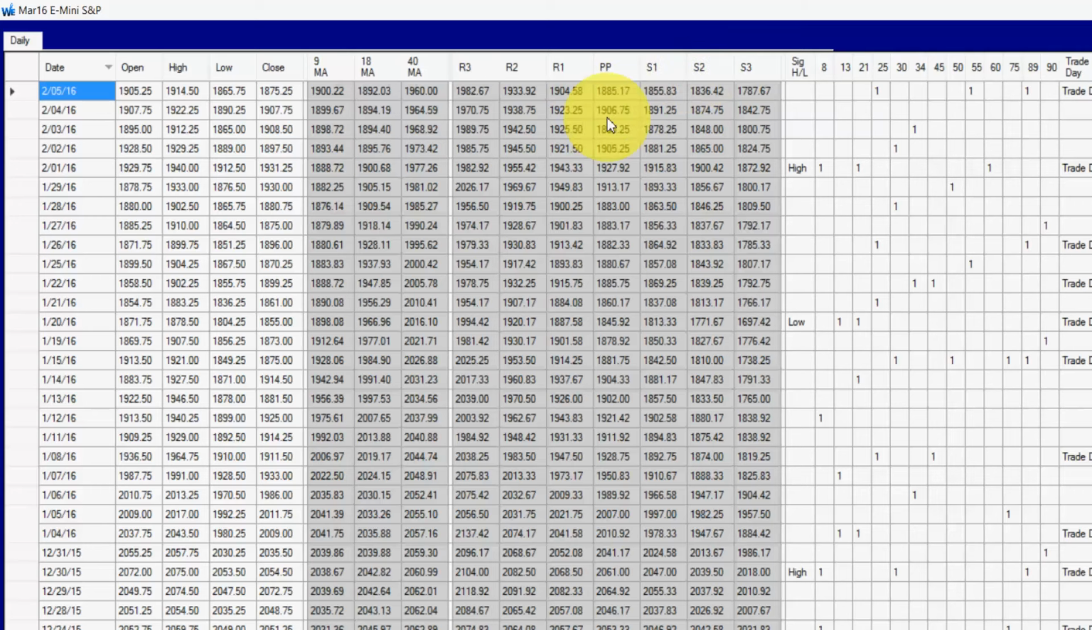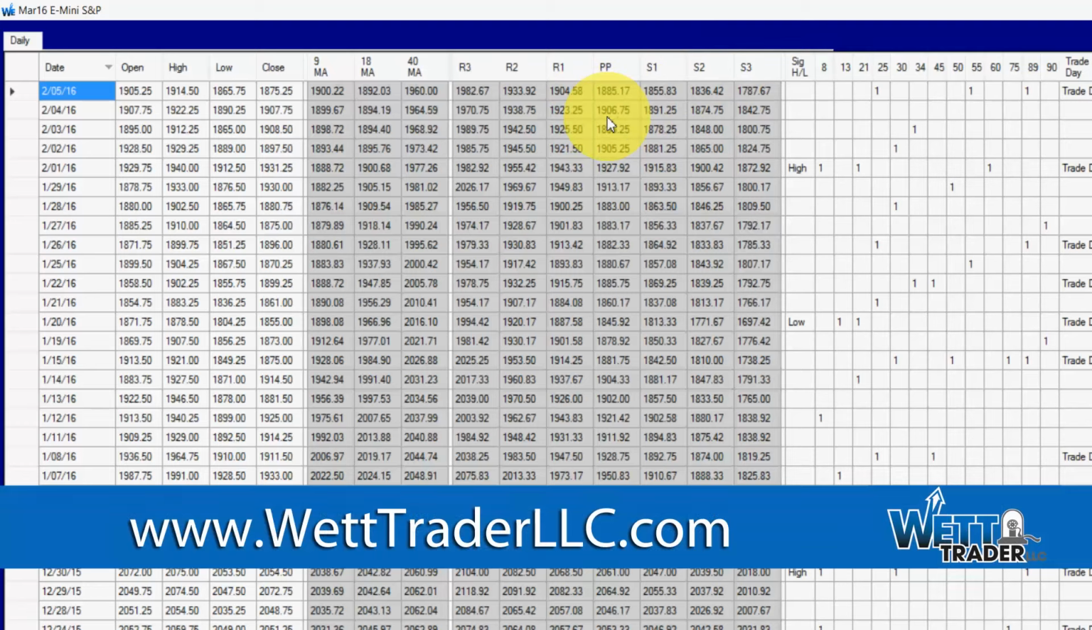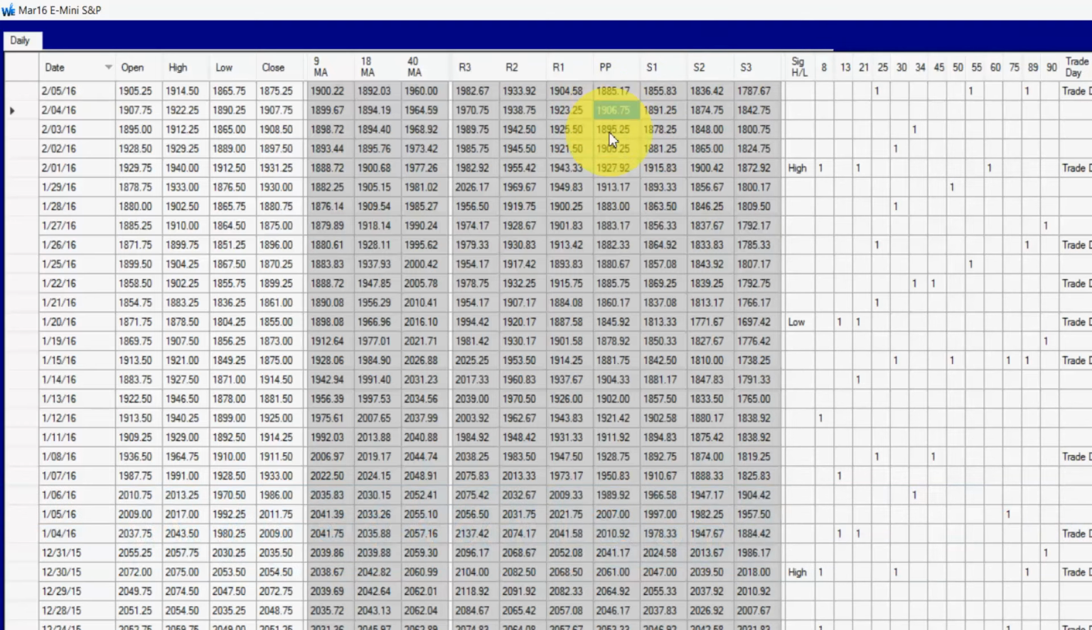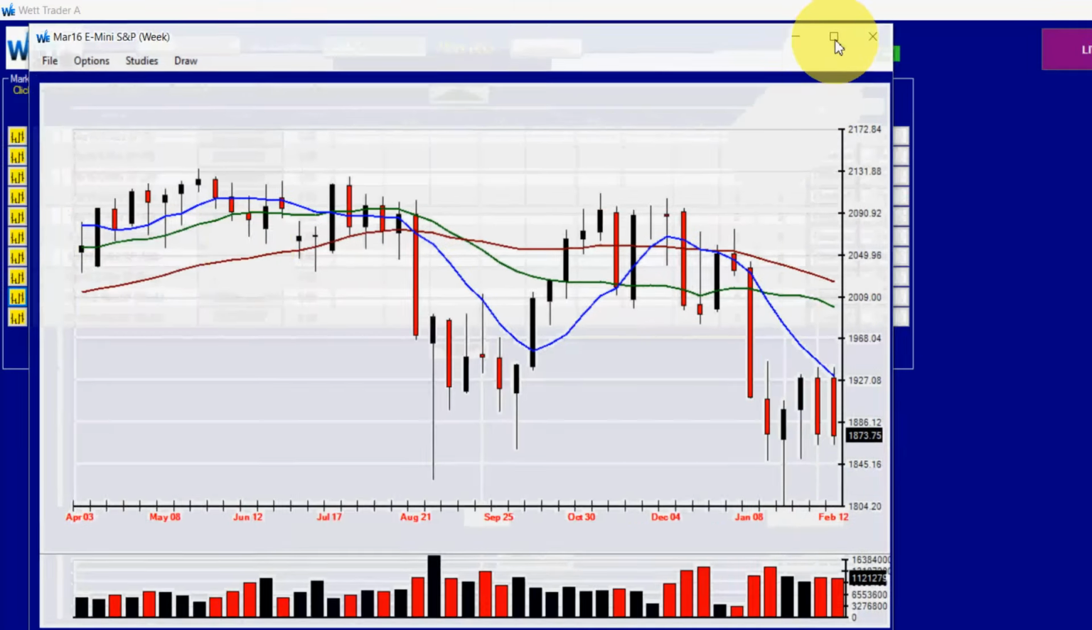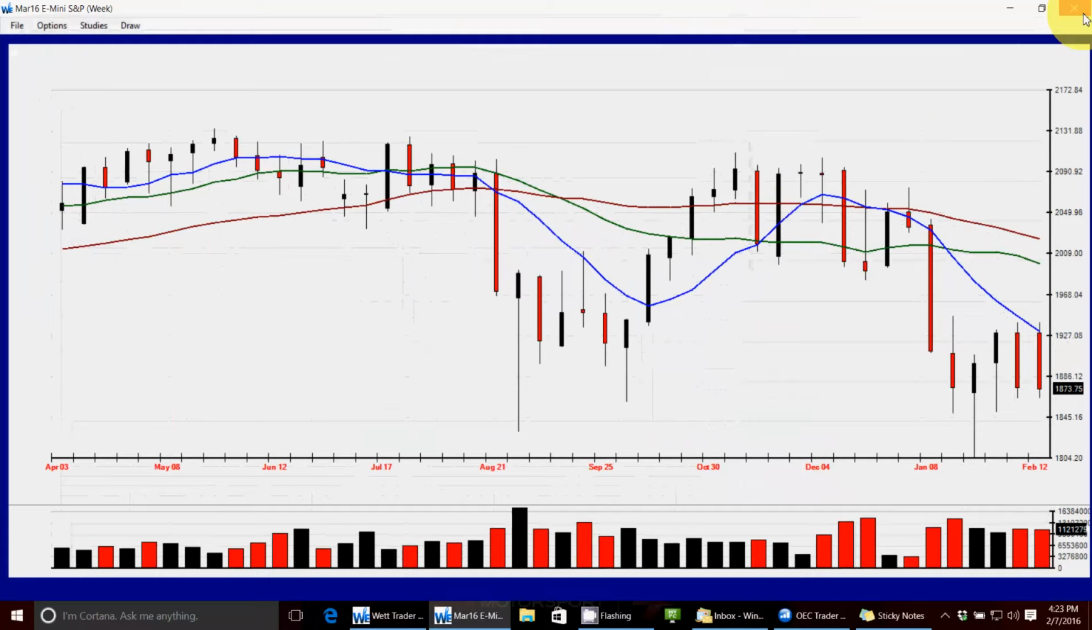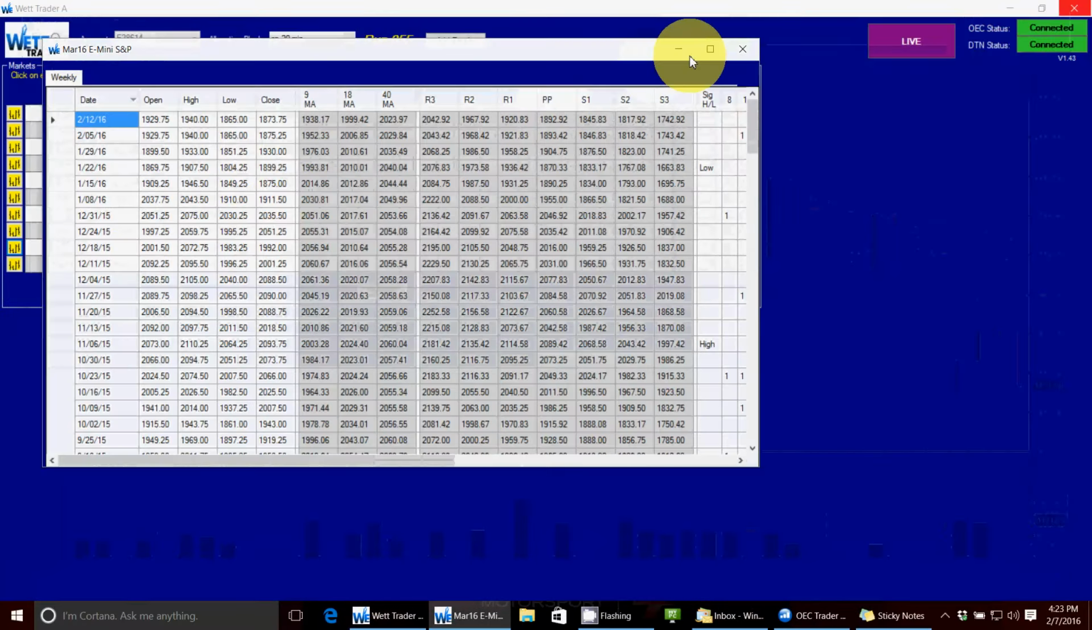I always tell the folks with www.wetttraderllc.com, we can key off the PP all day long with a trend. This is my support level. This is my resistance area. We have them on every time frame. We key off these areas, folks.